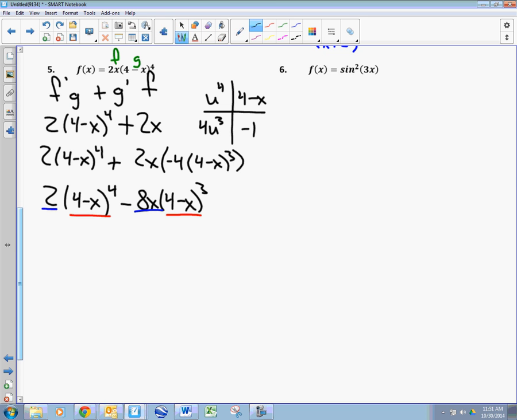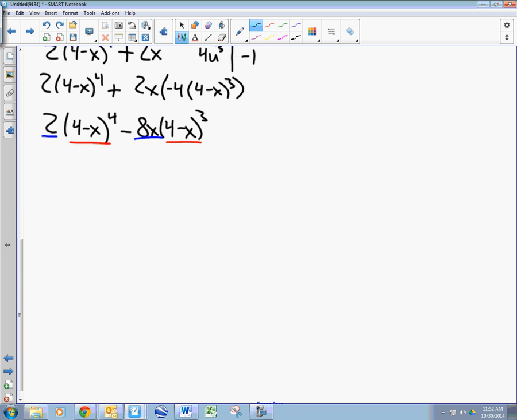All right. Let's look at the way we want to represent this final answer. We got 2 times 4 minus x to the fourth minus 8x times 4 minus x to the third. The question is that there's actually a better way to write this answer. You can factor out a 2 and 4 minus x to the third. Look what I can factor out. What am I left with right here? These both have a factor of 2. These both have a factor of 4 minus x to the third. I'm left with 4 minus x from here, minus 4x there.